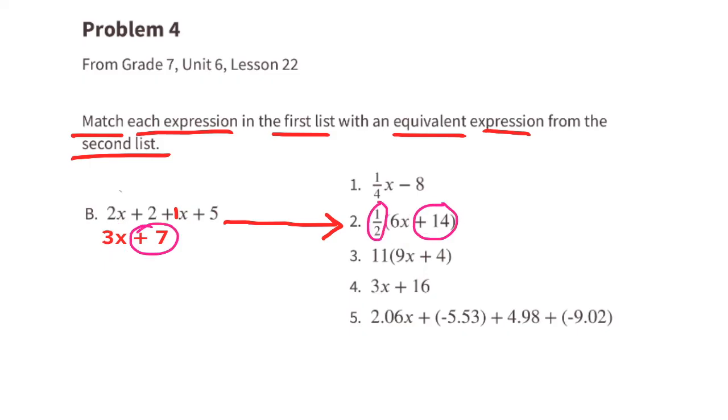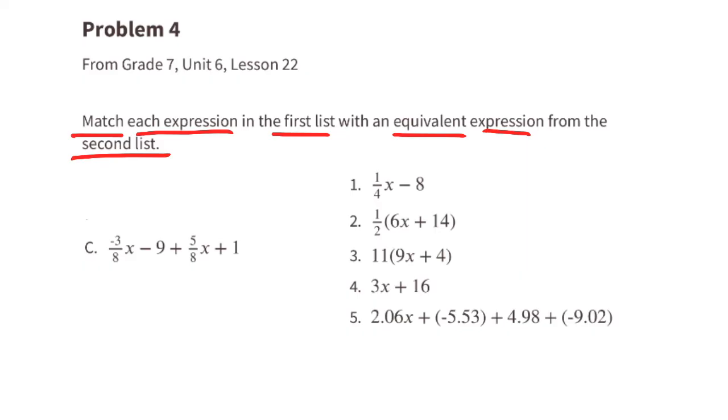C. Collect like terms. We have a negative 3/8 x and a positive 5/8 x. That's the same as 5/8 x minus 3/8 x, or 2/8 x. Remember, 2/8 can be simplified or reduced to 1/4, so this becomes 1/4 x. The two remaining terms are negative 9 and positive 1. Negative 9 plus 1 equals negative 8. So 1/4 x minus 8. This expression matches expression 1.